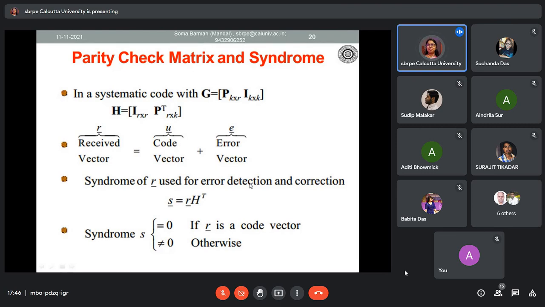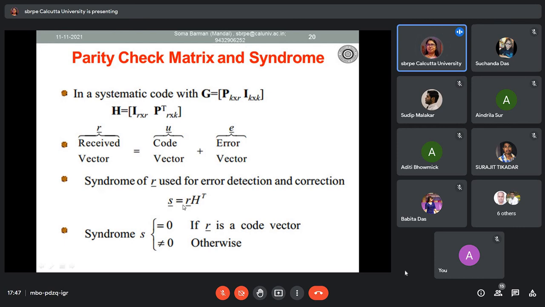When an error occurs, a 1 is converted into 0, or a 0 is converted into 1. So if the error is detected and its position is found, you just flip the bit and you can easily correct the error. The syndrome S is denoted as R H transpose. Here R is your received vector, and within R there is U and E.